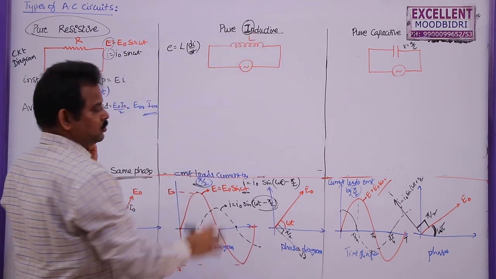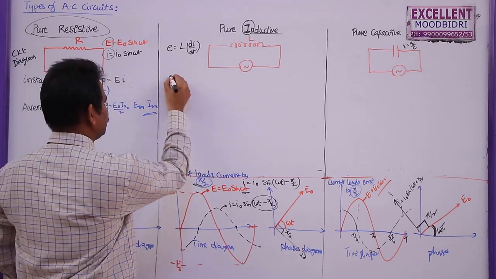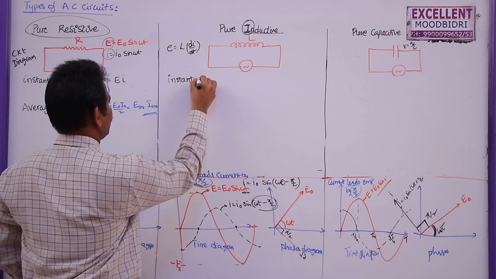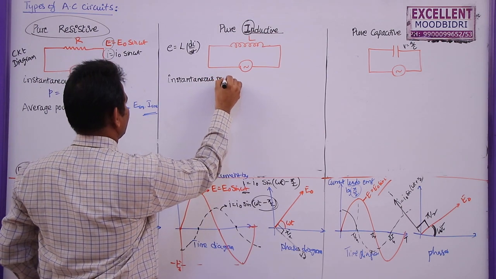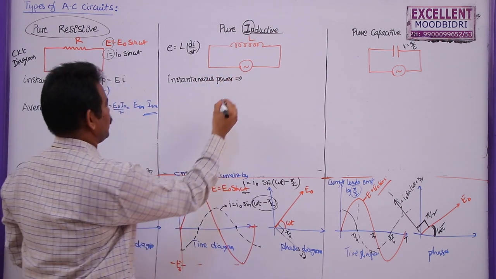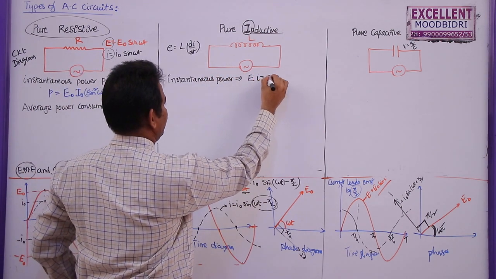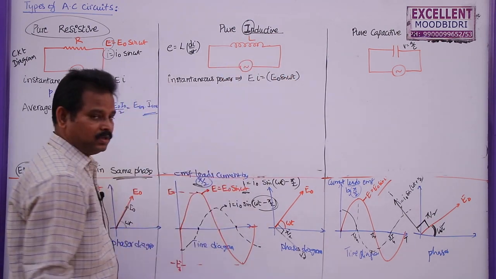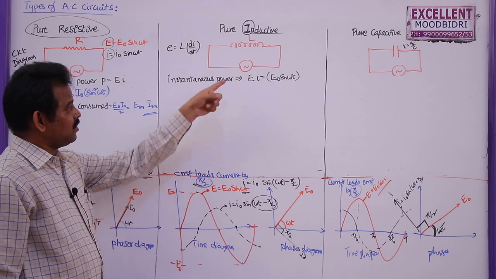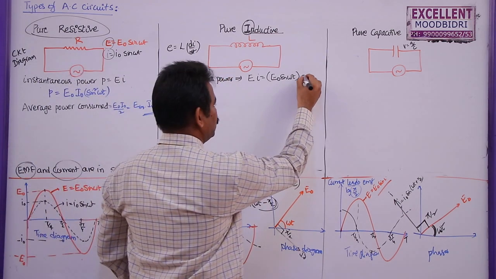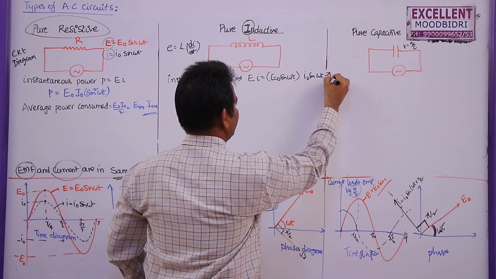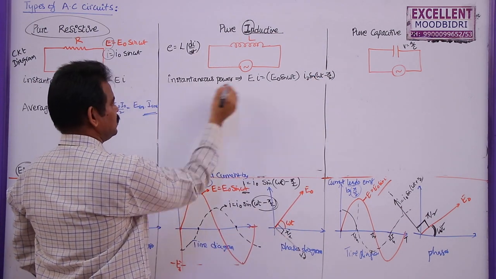What is the power consumed in a pure inductive circuit? First of all, let me find out the instantaneous power here, which is given by E into I. This is E naught sine omega t, the EMF induced here, and the current is lagging behind EMF by pi by 2. So this is I naught sine omega t minus pi by 2. So this is the instantaneous power.